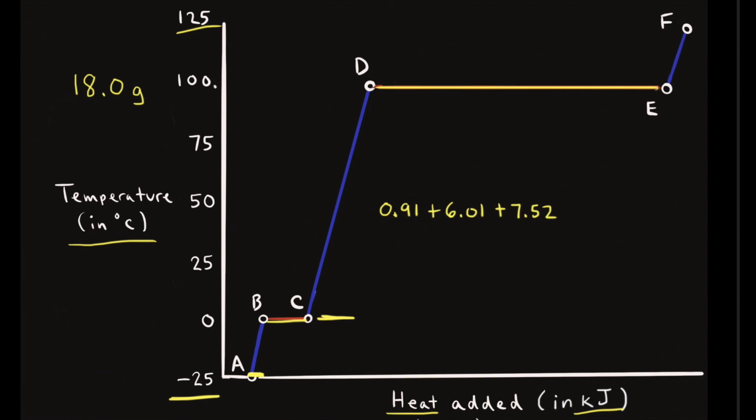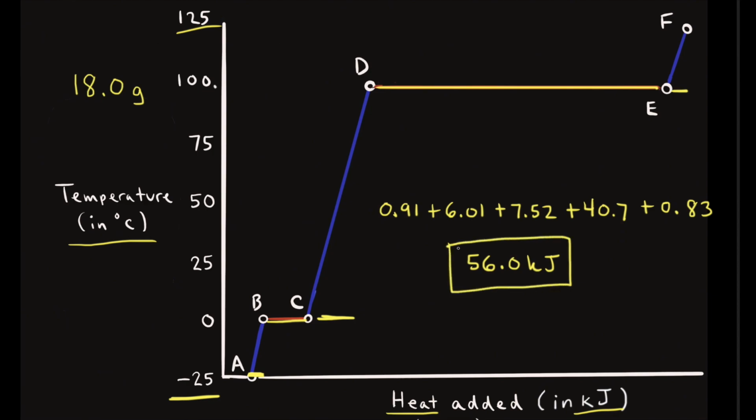This was equal to 40.7 kilojoules. And finally, from E to F, we calculated this was equal to 0.83 kilojoules. And when you add everything up, this is equal to 56.0 kilojoules. So that's how much energy it takes to convert 18.0 grams of ice at negative 25 degrees Celsius to gaseous water at 125 degrees Celsius.